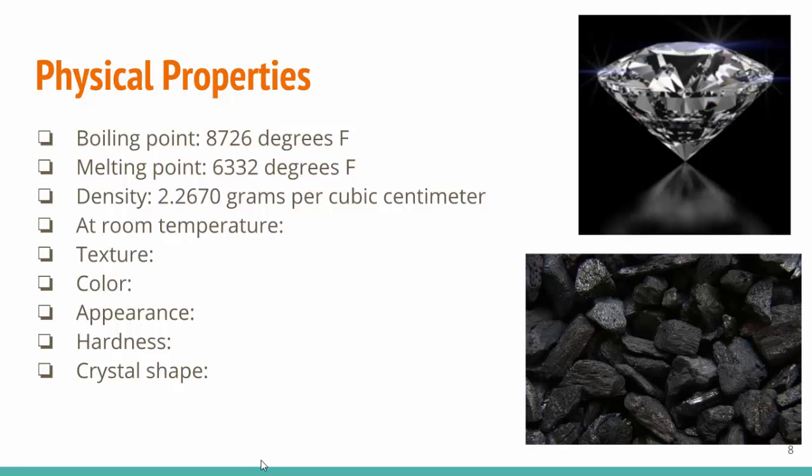And at room temperature, you can see that carbon is a solid. And the texture, it's kind of this hard, rough texture you see here, like charcoal. And the color is black. And appearance, it looks like this rocky blackness right here. And the hardness, well, it can be very hard in the diamond shape, or if it is in its graphite state, it is actually very soft. And the crystal shape is, of course, the diamond.